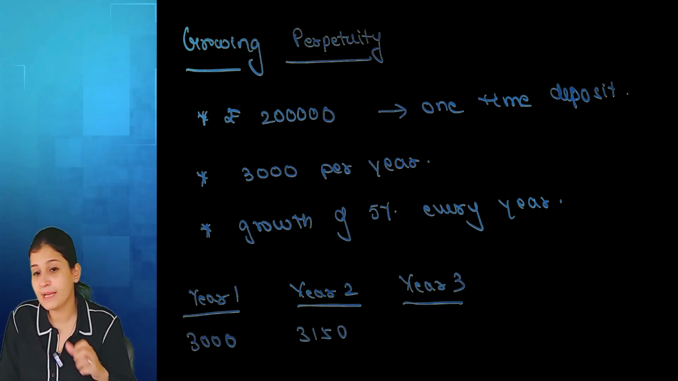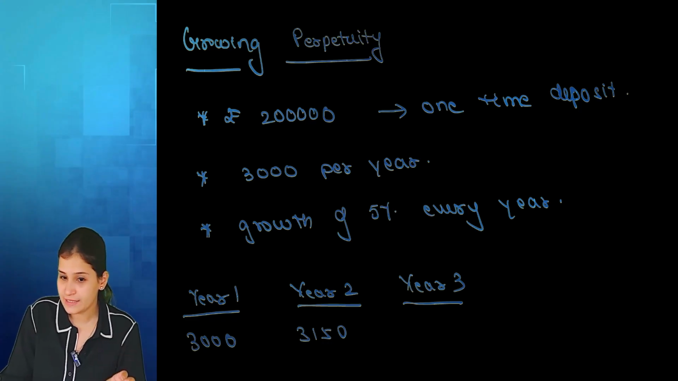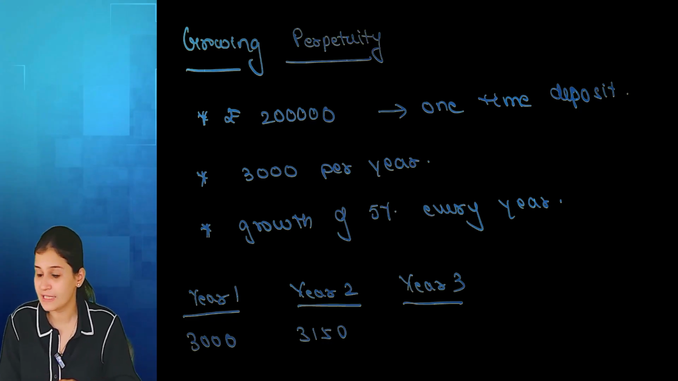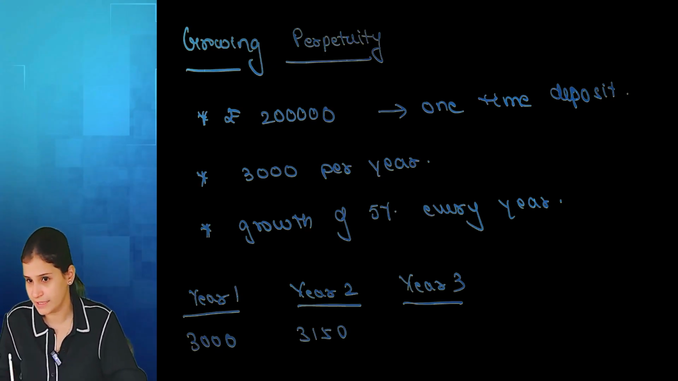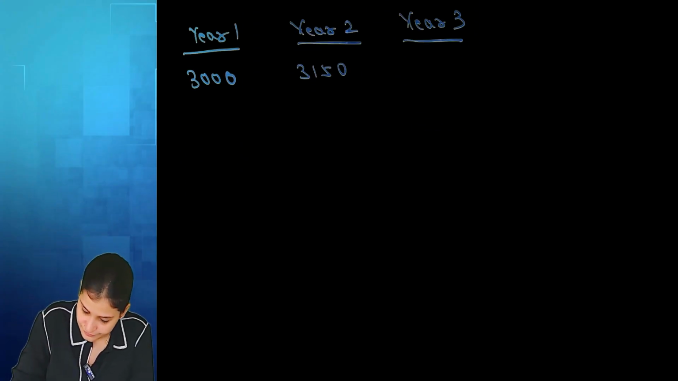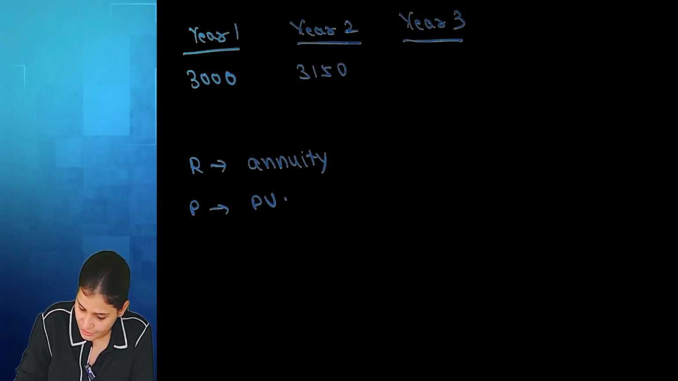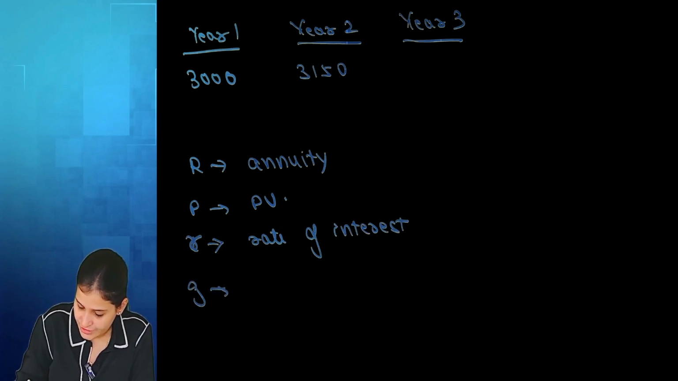So in a perpetuity, if both interest as well as growth is given, see, this same concept I'll deal with in another term in just a few minutes again. So if R is your annuity, the payment that you are getting again and again, P is your present value, I is your rate of interest, and G is your growth rate.